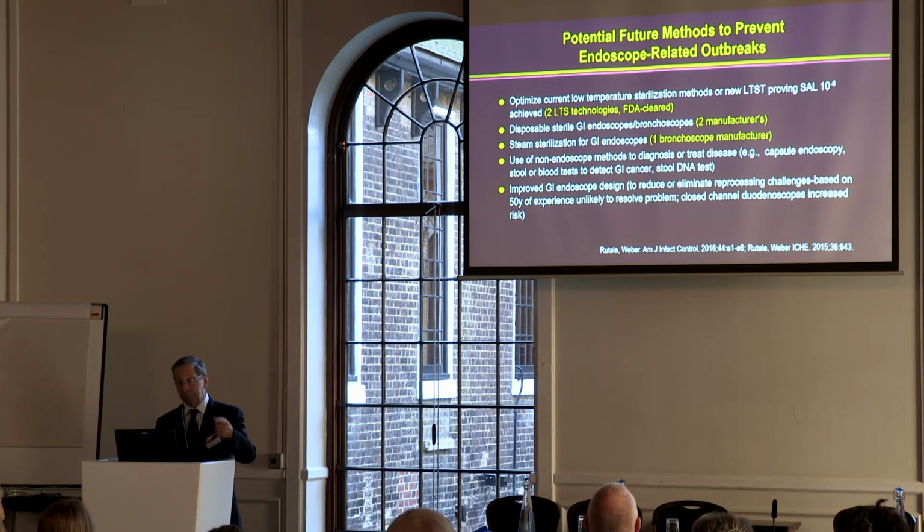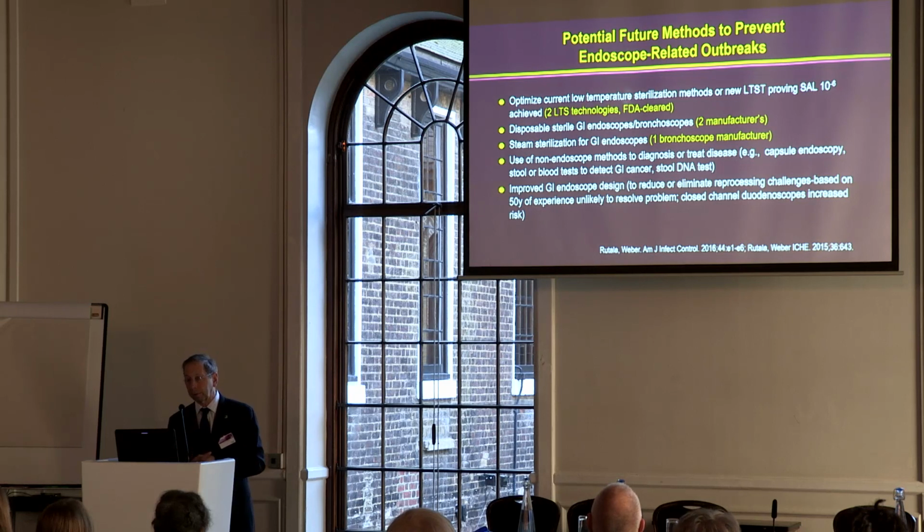What do we have for the future? What can we do? Well, in my mind, and Dr. Rutala's mind as well as others, we need to move away from high-level disinfection for these complex endoscopes, and we need to move to sterilization. So we either need new sterilization processes that will work at lower temperatures, or we need better scopes that allow steam sterilization. And we need to move from 10 to the 6th assurance to 10 to the 12th, which would guarantee patient safety. And that really is our goal.